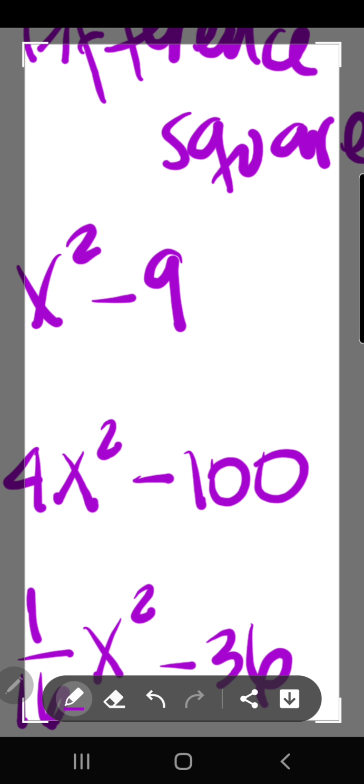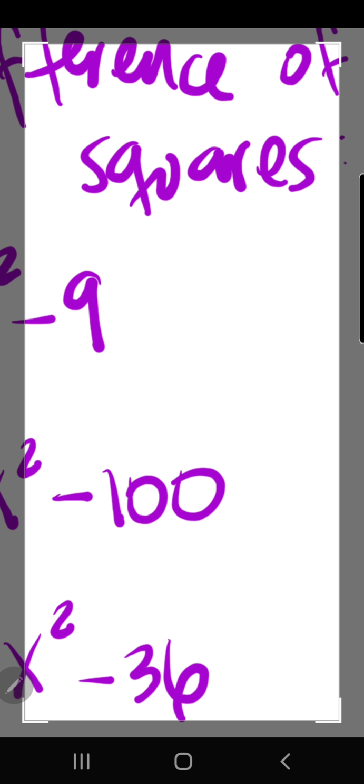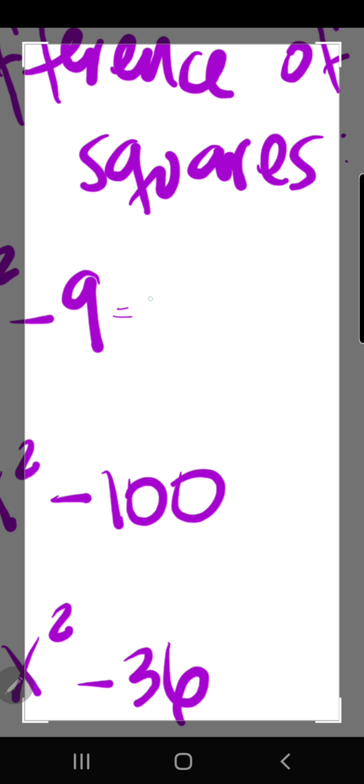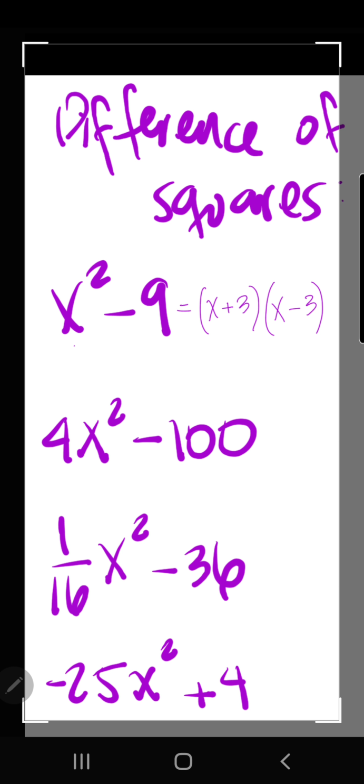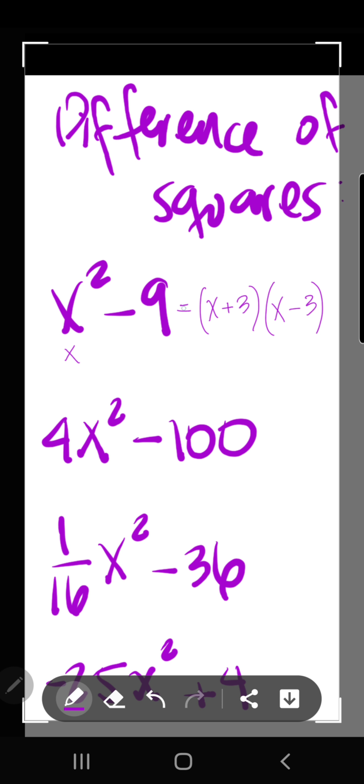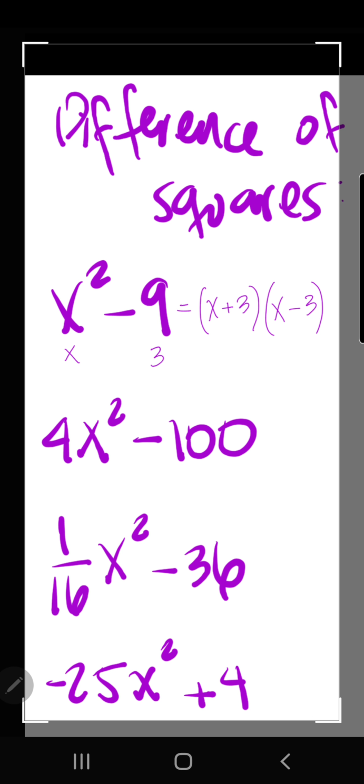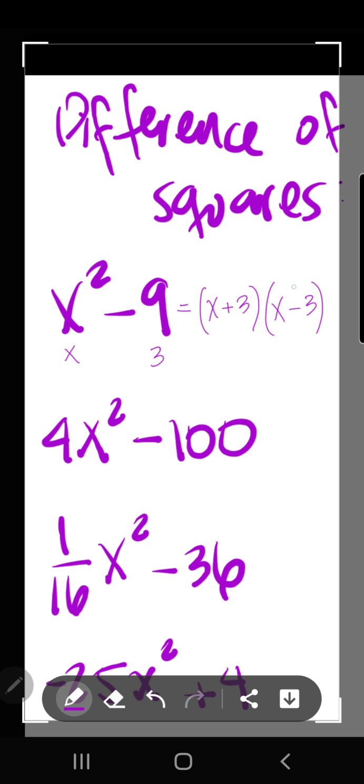So we can factor these expressions by using the simple formula for the difference of squares. You only have to take the square root of both terms. The square root of x squared is x, and the square root of 9 is 3, and put them in parentheses, separated by a positive sign, and then separated by a negative sign. So remember, the square root of x squared is x, and the square root of 9 is 3. Then you put those roots in parentheses, separated by a positive sign and by a negative sign.